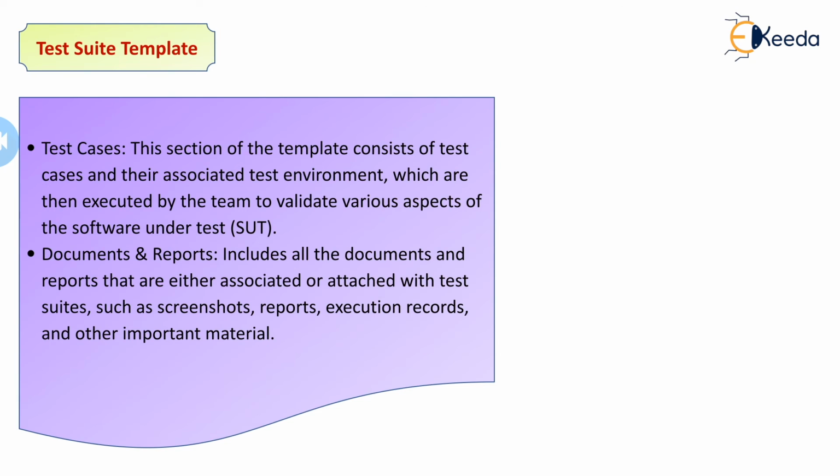And at the end of the stage, documents and reports are prepared so that they go to the higher level, to the SQA team, to every important person, so as to identify whether the test suite operations, the work tasks, the test objectives and the test data that had been carried out were done successfully or unsuccessfully. So it includes all the documents and reports that are associated or attached with the test suite, such as screenshots, reports, execution records, and so on.